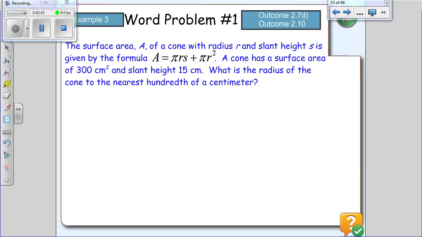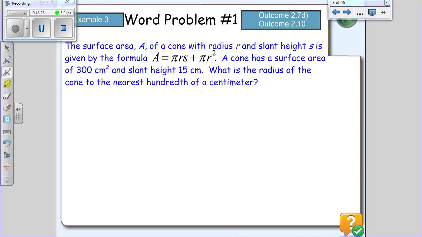My strategy for word problems is always going to be to read it once, let yourself digest the question a little bit, read it again, and start marking down any information that you know and how you're going to tackle this thing. So if we read it once, it says the surface area, A, so surface area is represented by letter A, of a cone with radius R and slant height S is given by the formula, and then they give you a formula. A cone has a surface area of 300 centimeters squared and a slant height of 15 centimeters. What is the radius of the cone to the nearest hundredth of a centimeter?